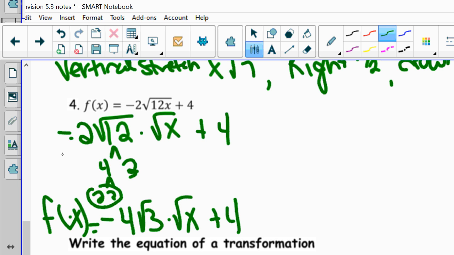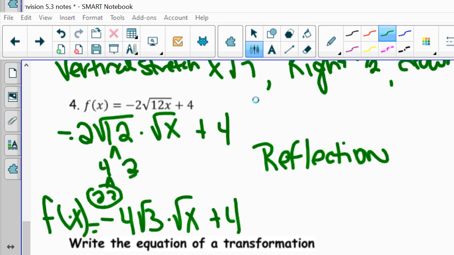That negative tells me that it's a reflection. I have a reflection. The square root of 3, right? So I have 4 square roots of 3. This is going to compress it. Okay, inside the radical is a horizontal compression. Okay. So the square root of 3, I would get horizontal compression.